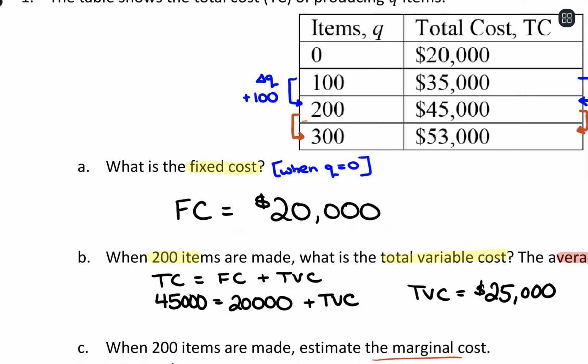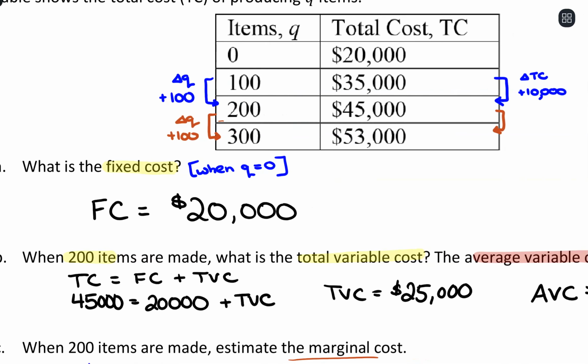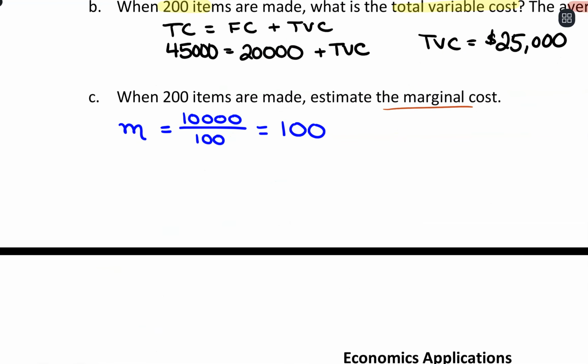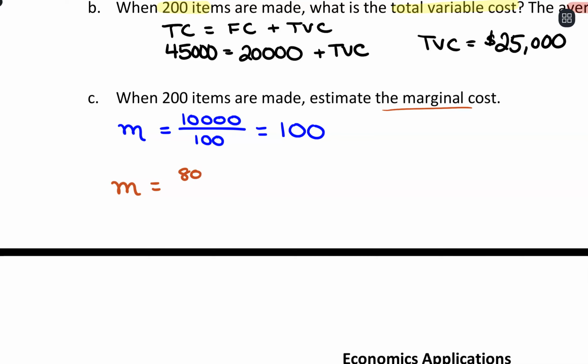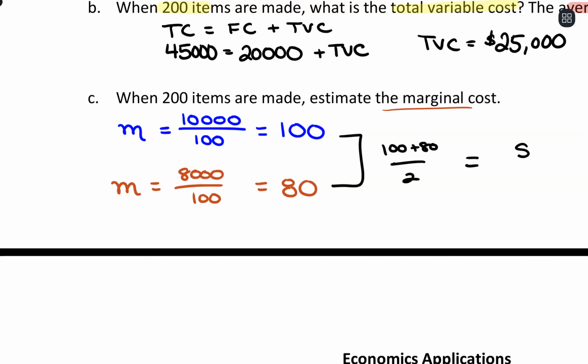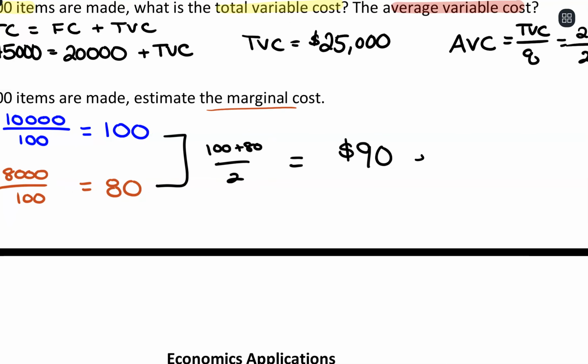Now let's see what happens on the other side of 200. Going from 200 to 300, change in Q is still positive 100. We're going from 45,000 to 53,000, so our change in total cost is $8,000. With that one, we're getting a slope of 8,000 over 100, which is a slope of 80. So to get marginal cost, which is all about this instantaneous rate of change at 200, the best we can do is look at these slopes around it, and what we're going to do is average them. So we take 100 plus 80 over 2. And the best we can do is this $90 estimated marginal cost. It's not great, but that's the best we can do.